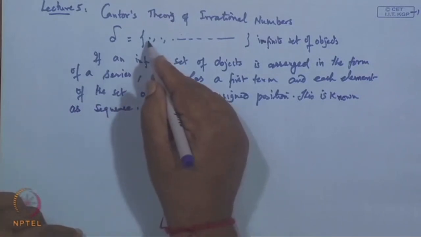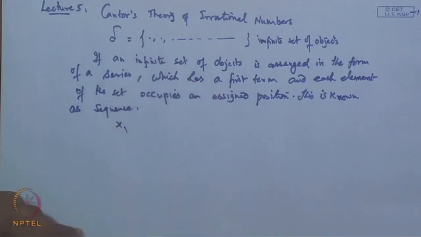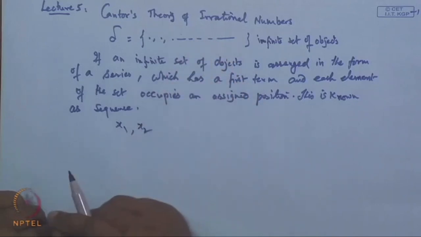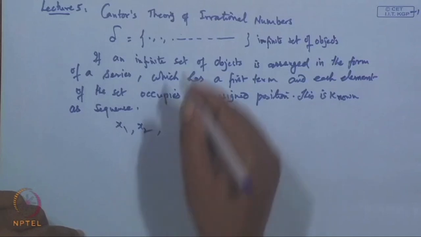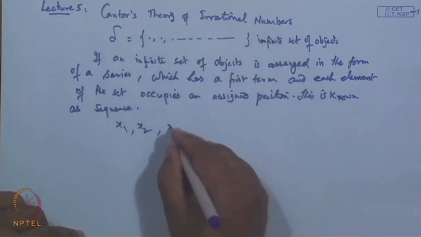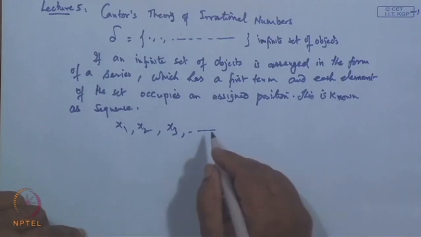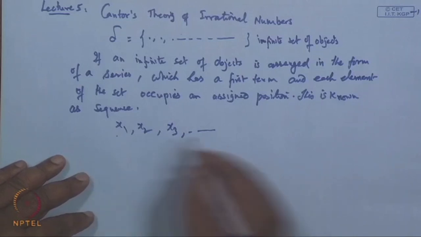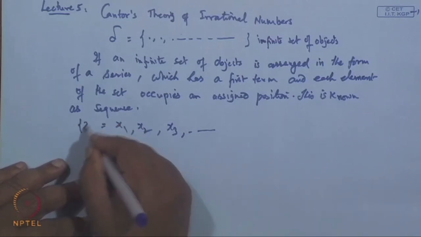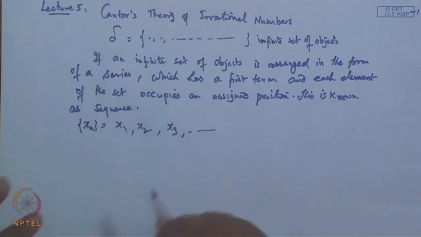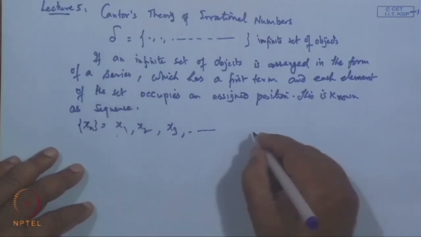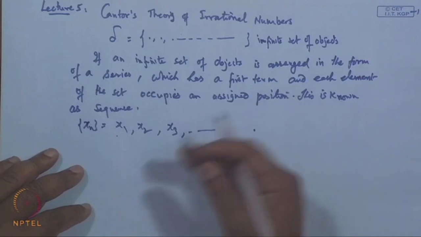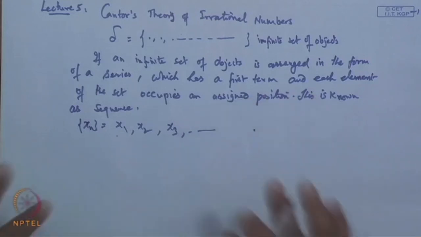Suppose we take the first element from here, put it as x1, then pick up any element and put it at the second place x2, then pick up another element, put it at the third place, and so on. So each element will occupy a definite position, and they are starting from the first place. This sequence we denote as xn. If these are rational numbers, then this is a sequence of rational numbers, and if integers, a sequence of integers, and say irrational numbers, and like this.